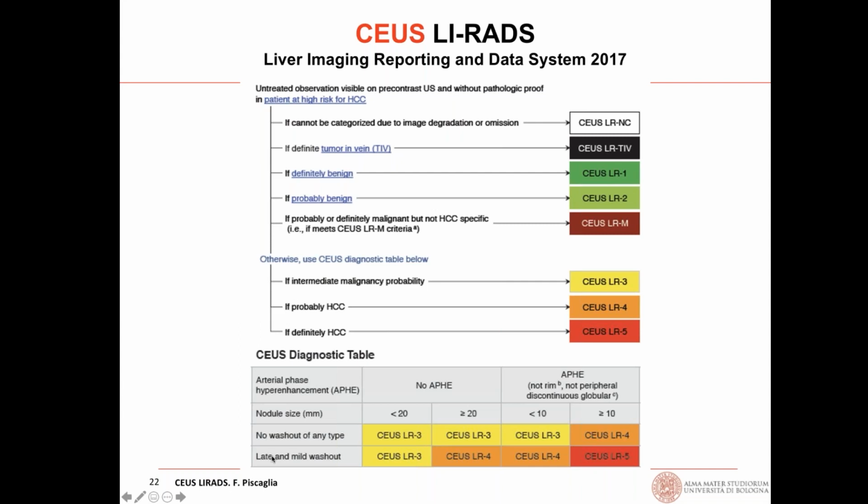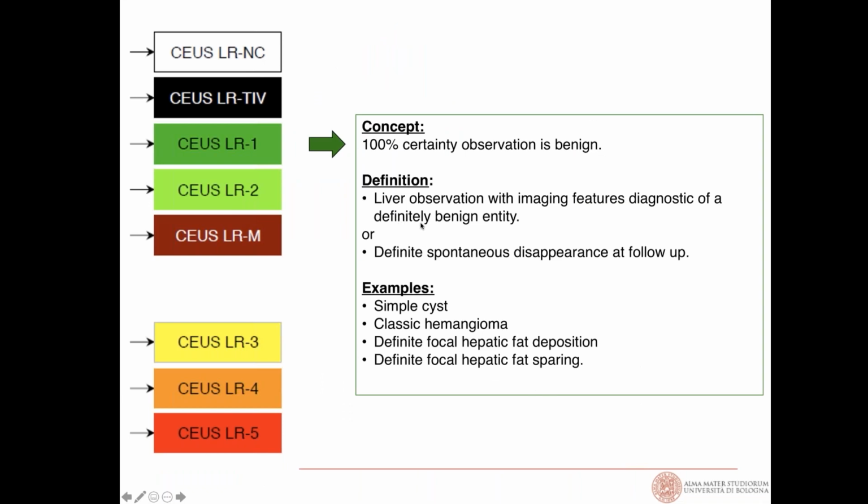Late means that the onset of washout starts after 60 seconds from injection, and it should be mild at 2 minutes after injection. We don't grade the severity of washout later, because then it is heavily dependent on the equipment that is being used, on the amount of contrast that you have injected, and possibly on other hemodynamic conditions. So the degree of washout, whether mild or marked, has to be assessed at 2 minutes to classify a lesion as LR5. So, to make some examples, CEUS LI-RADS 1, totally benign.